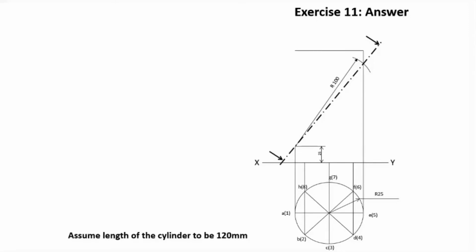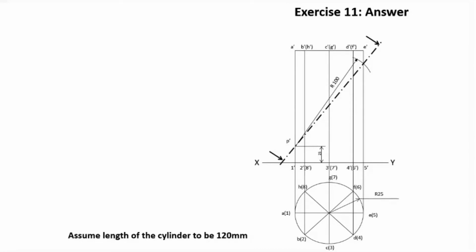Now we assume the height of the cylinder to be 120 millimeter. That value, the 120, need not be 120 itself. It can be any value that is greater than this particular value. That should be above this particular point. That's the only condition. Then we complete the cylinder, and the naming of the generators is completed.